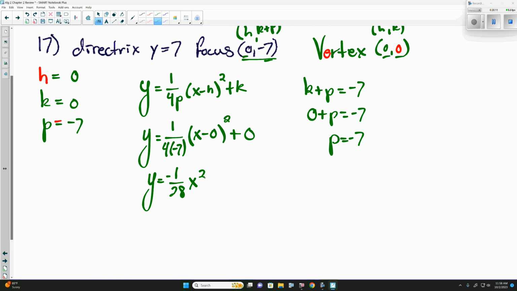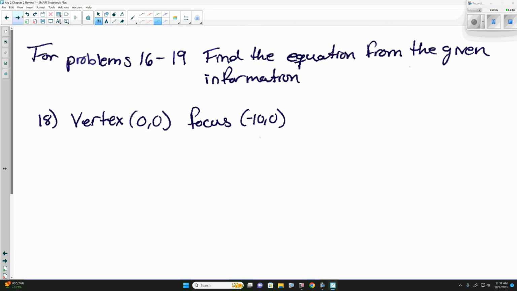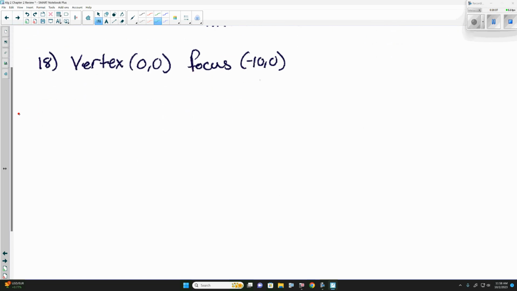Our x minus 0 squared would simplify to just x squared, because if we had a number in there other than 0, so if we had x minus 1 or x plus 7, we would leave it inside the parentheses. Plus 0 doesn't add anything, so we get this here. Questions on number 17? We'll look at one more of these, and then we'll move on to the next type.